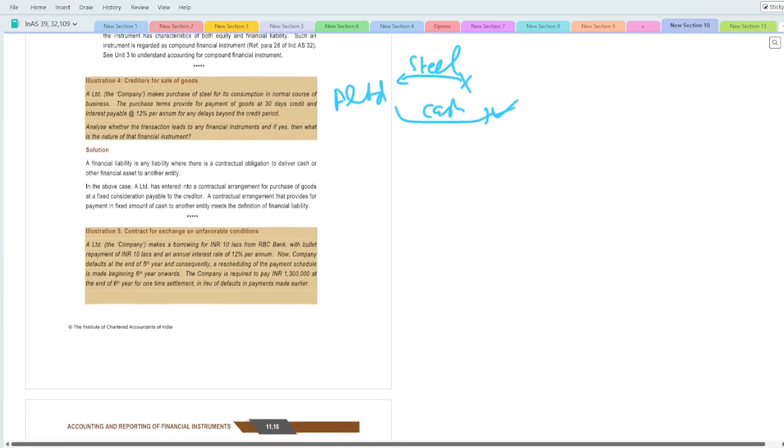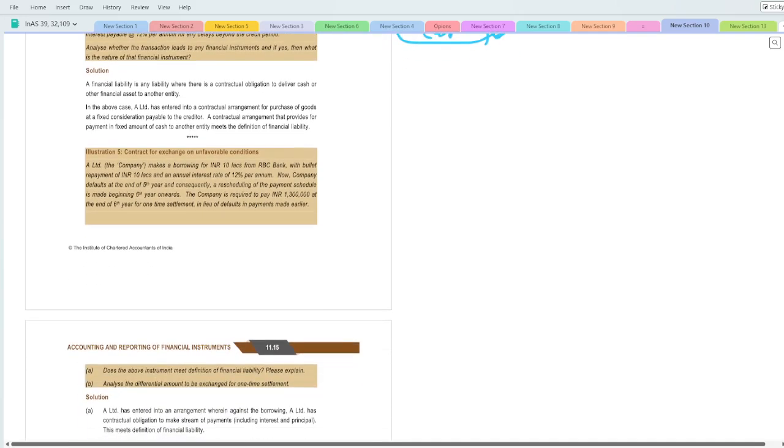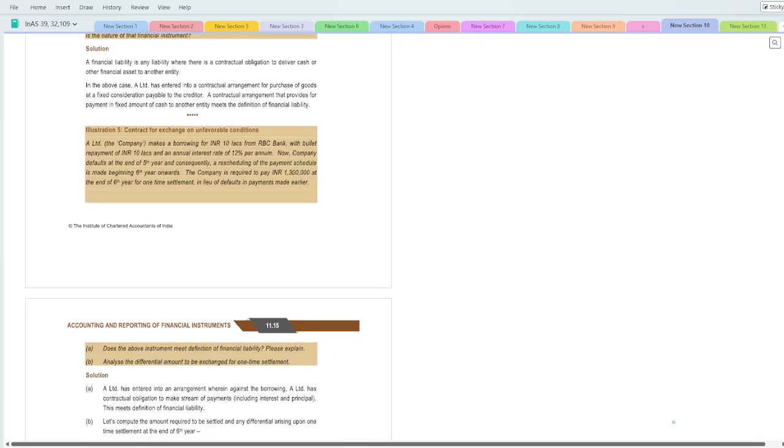Actually, this is a question of derecognition. We will be covering derecognition in another chapter, so here we are covering just the first part. Analyze the differential amount to be exchanged for the one-time settlement. This is talking about the derecognition concept. So we will focus on point A, and we will do point B when we do the chapter on derecognition. Does the above instrument meet the definition of a financial liability?